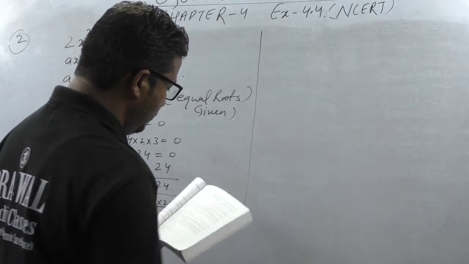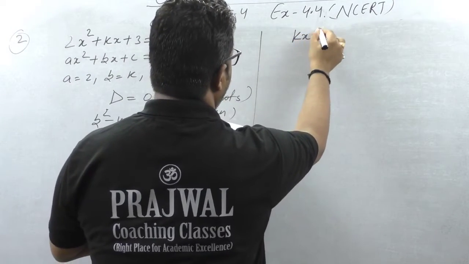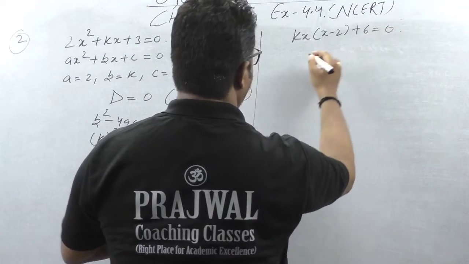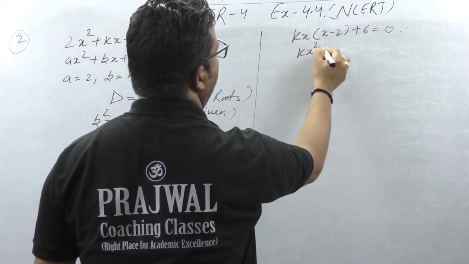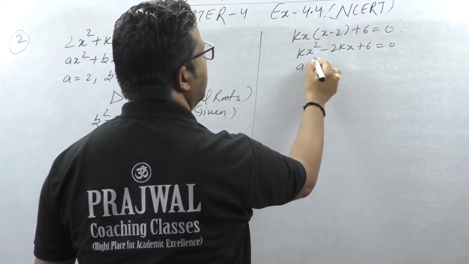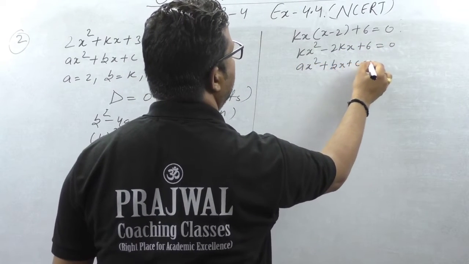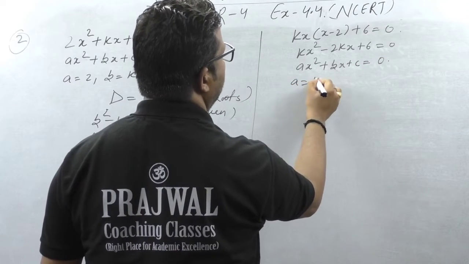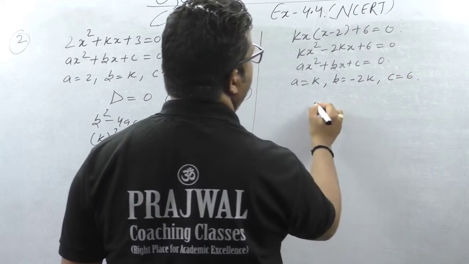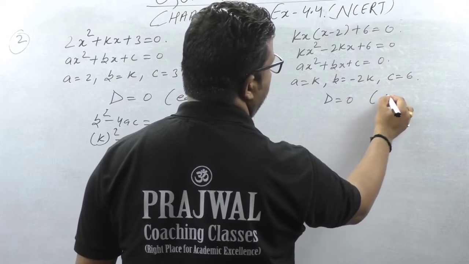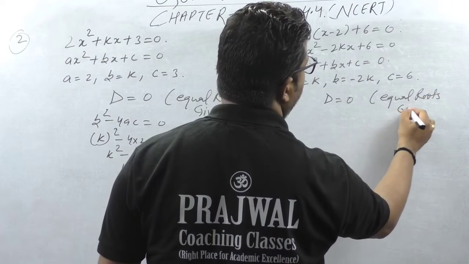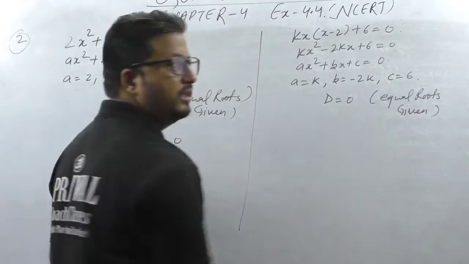Now the second part is given to you: kx into (x minus 2) plus 6 equal to 0. If you multiply, it will be kx square minus 2kx plus 6 equal to 0. Now compare with ax square plus bx plus c equal to 0. A value is how much? k. B value is how much? Minus 2k. And c value is how much? 6. And now again we have to apply D equal to 0, equal roots, as the question says the equation has equal roots.